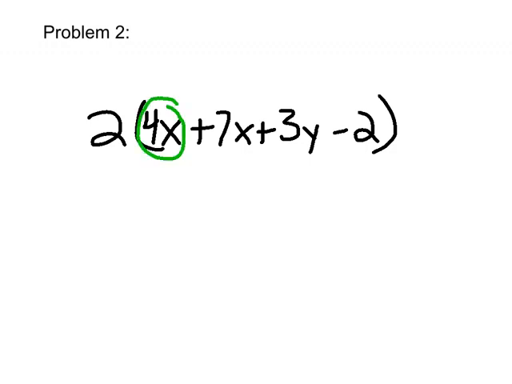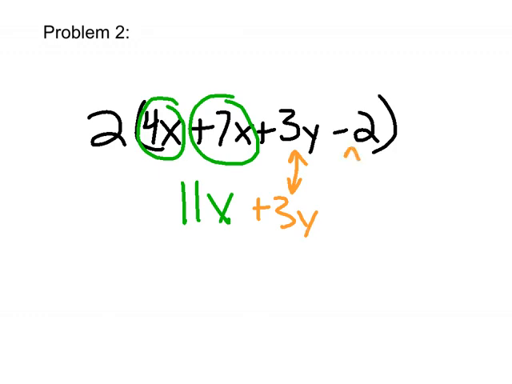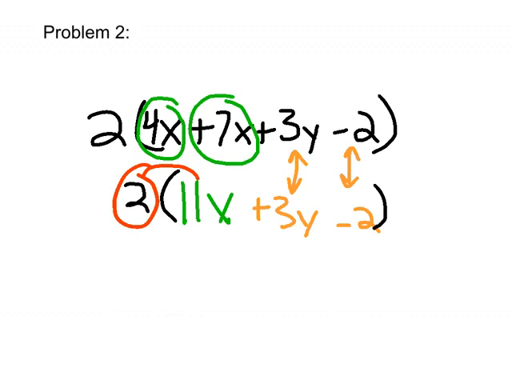Alright, let's combine like terms inside my parentheses. I got 4x plus 7x, which is 11x. And because nothing matches 3y, it just comes down. And because nothing matches negative 2, it just comes down. All of that still sits inside the parentheses. So I distribute my 2 to everything inside the parentheses.